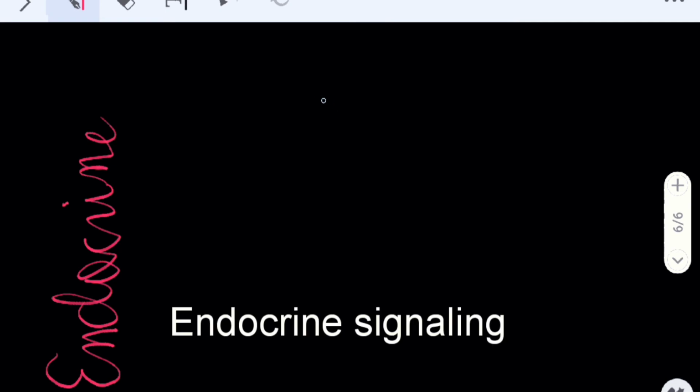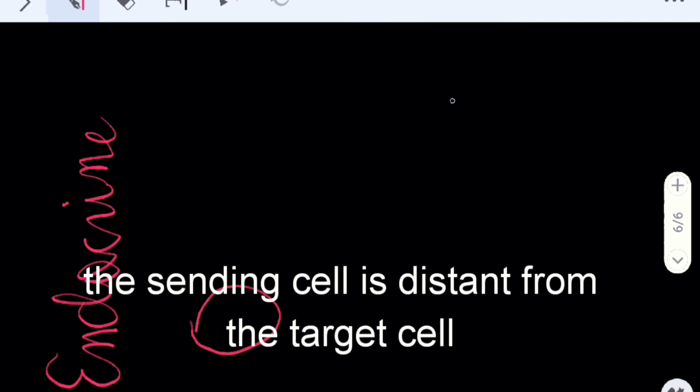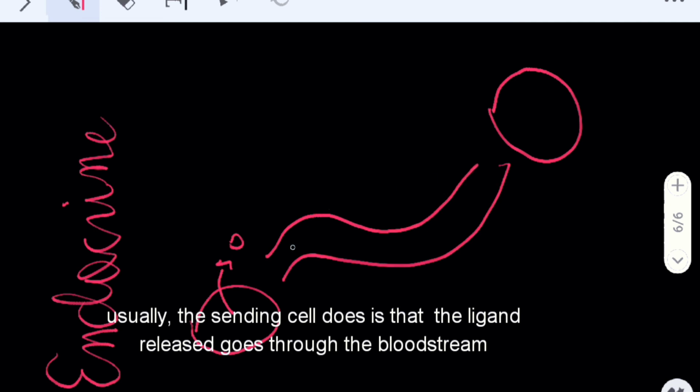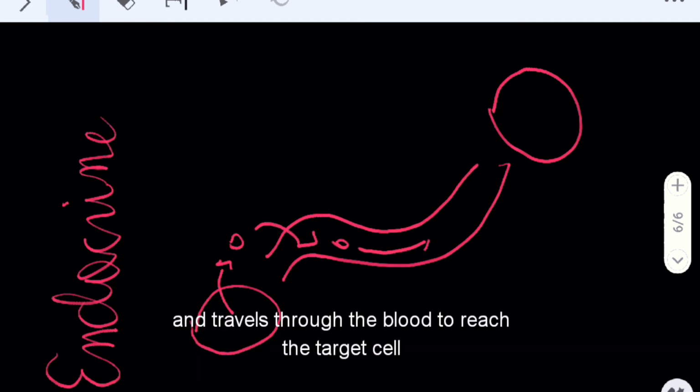Endocrine signaling, where the sending cell is distant from the target cell. Usually, what the sending cell does is that the ligand released goes to the bloodstream and travels through the blood to reach the target cell.